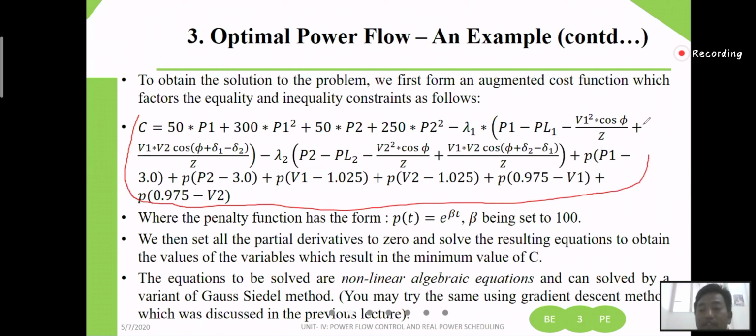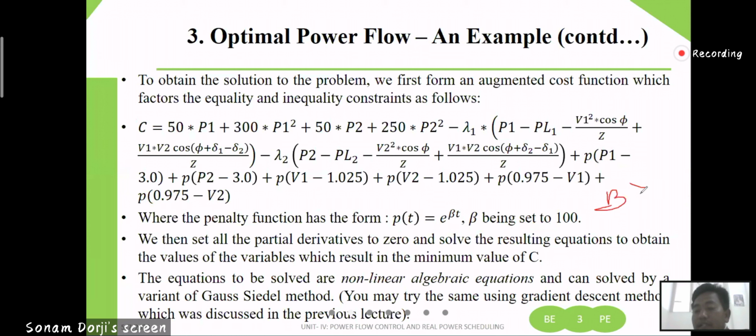So from the given problem, first we have to identify the equality constraints, second the inequality constraints. After that we have to form an augmented cost function considering all of them, then we introduce the penalty function. Remember that the penalty function P of t will be equal to e to the power beta t, where beta can be set to 100. Here I have set it to 100, but when you set beta, it should be greater than 0. This condition has been given earlier.